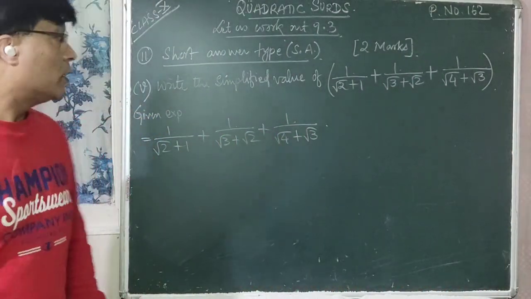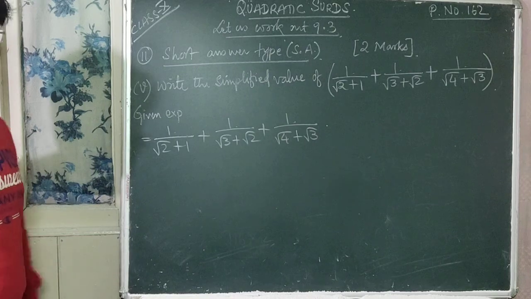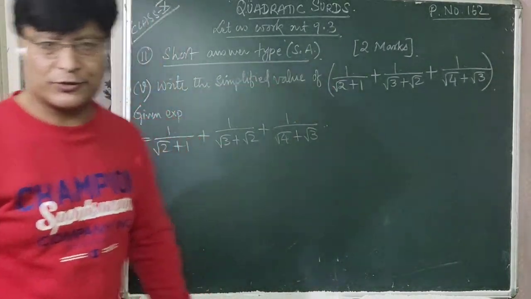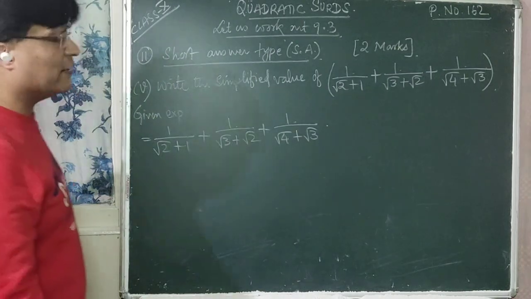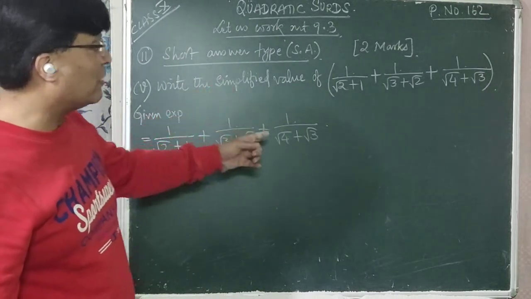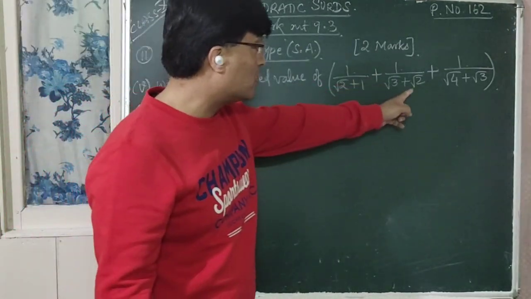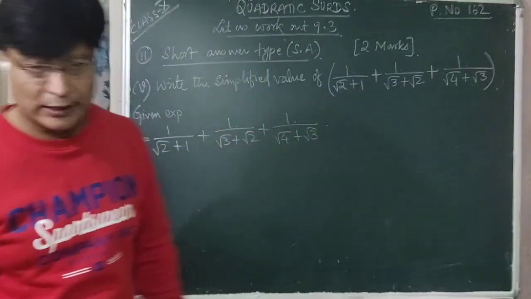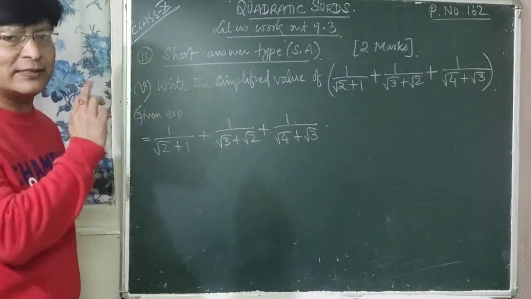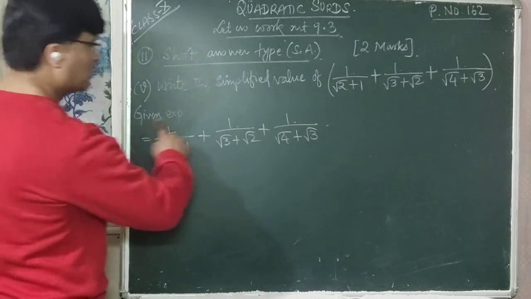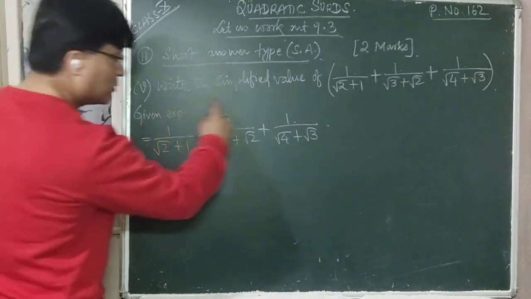So now we are doing question number 11.5. Okay, so this question also carries 2 marks. You have to write down the simplified value of this: 1 upon root 2 plus 1, plus 1 upon root 3 plus root 2, plus 1 upon root 4 plus root 3, right? So you have to get the simplified value of this given expression. So let us write down the given expression here. We have written down here.